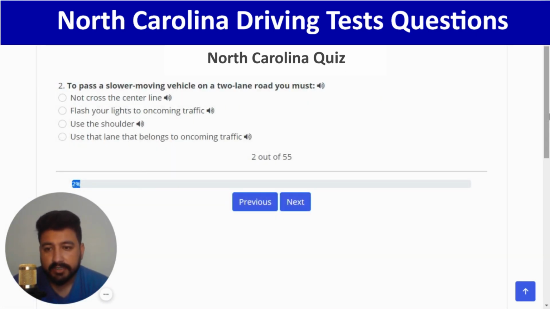The second question is to pass a slower moving vehicle on a two-lane road, you must. The right answer of this question is use that lane that belongs to oncoming traffic. So I'm going to click on the last option, which should be the right one.